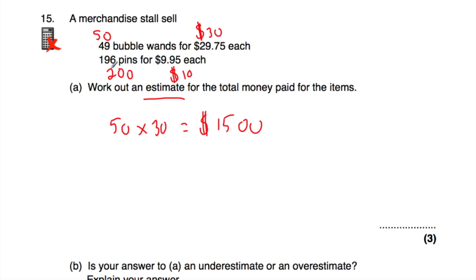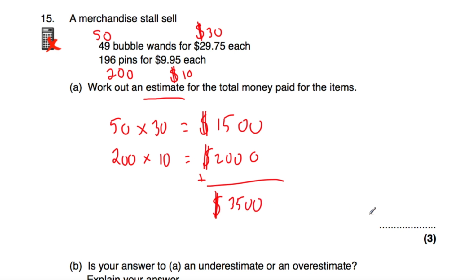Okay, now let's look at the pins. We're estimating that 200 of those were sold at $10 each. So if we round those, 200 times 10 is equal to 2,000. So our estimate for the amount of money that was received for the pins is $2,000. And then if we add the two totals together, that's equal to $3,500. So that's our estimate, $3,500.